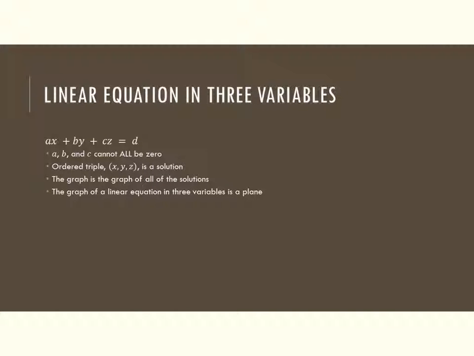The next thing we're going to do is graph. Okay, so we're going to write linear equations in 3 variables. So they're going to look like ax plus by plus cz equals d. One thing, a, b, and c can't all be 0. Then you don't have any variables at all. And instead of an ordered pair being a solution, now our ordered triples are going to be our solution. Okay? And when you graph these, you actually graph a plane. But we're not going to graph the whole plane. We're only going to graph part of the plane.